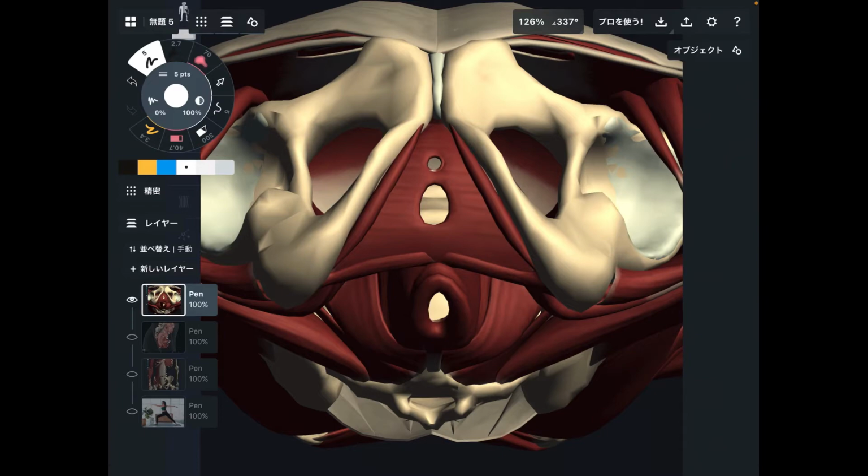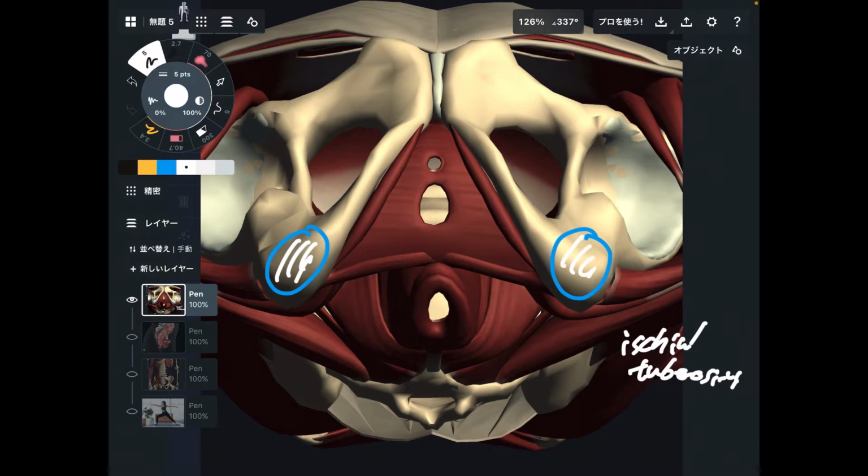This is the inferior view. You are looking at the pelvic floor from inferior. I will explain important landmarks first. You see this big bony bump? This is the ischium, particularly the ischial tuberosity. The ischial tuberosity is also known as the sit bone.